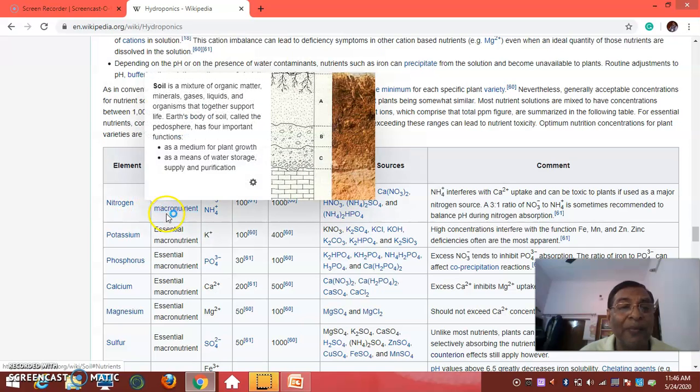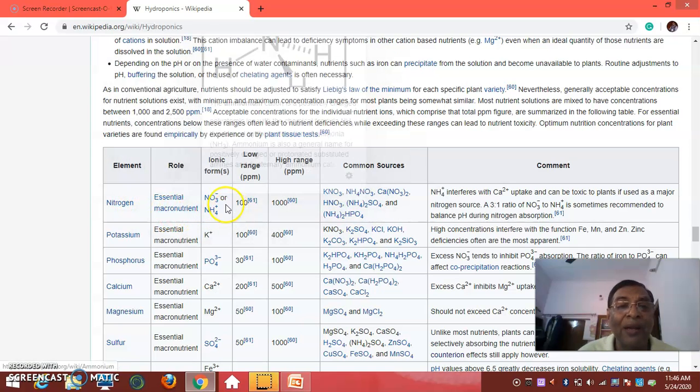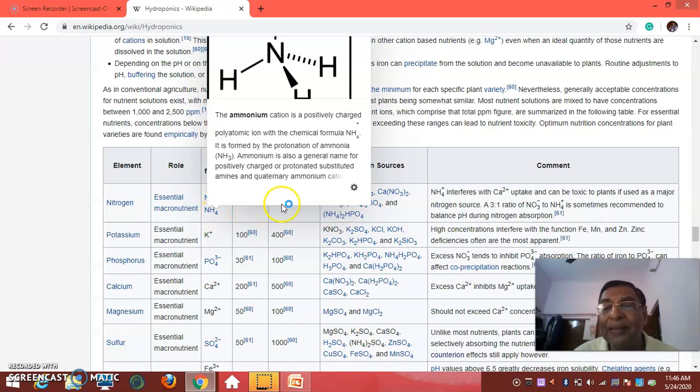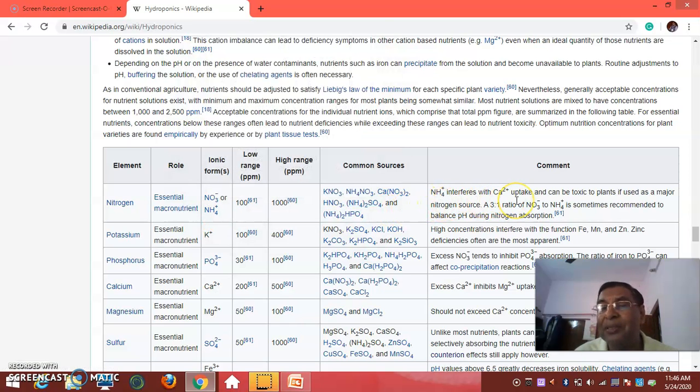It is essentially a macronutrient. Of course, ionic forms are NO3- nitrate, and then NH4+. So this NH4+ interferes with calcium cation uptake and can be toxic to plants if used as a major nitrogen source. So there are some of these things you have to balance. So potassium, this is another thing. Mostly this is in a high range, almost 1000 is required. Common sources we already know.